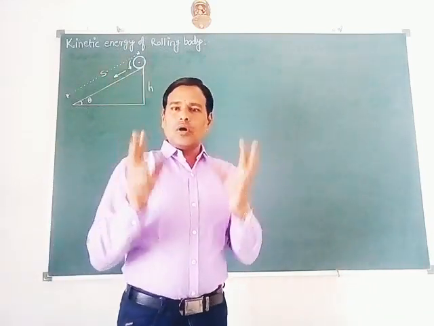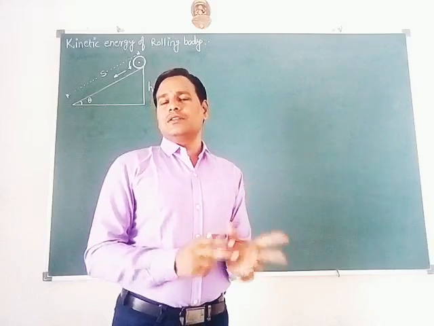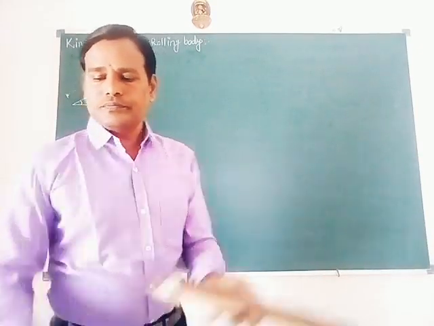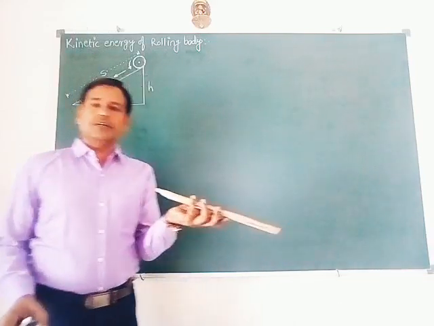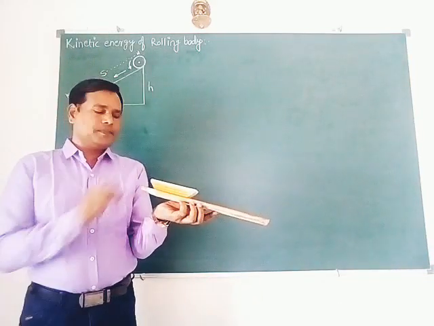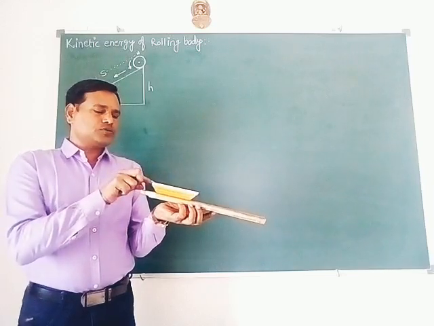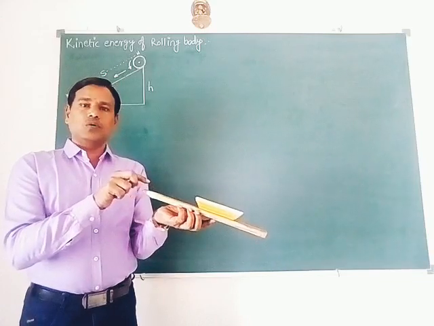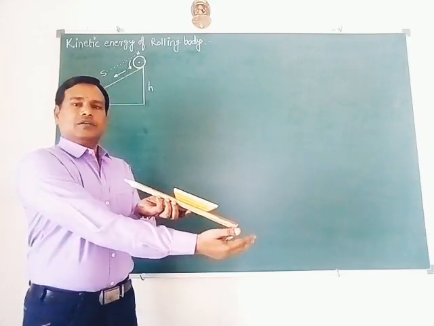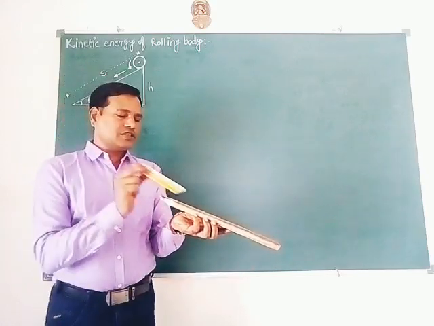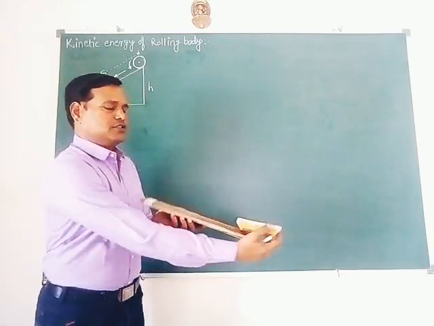So combination of rotational and translational, it is called rolling. See here one example. If this is an inclined plane, inclined surface, if we keep this object, if I apply some force on this object, it will just slide down. It is not rolling, it is having translational motion. So this is just translational motion.